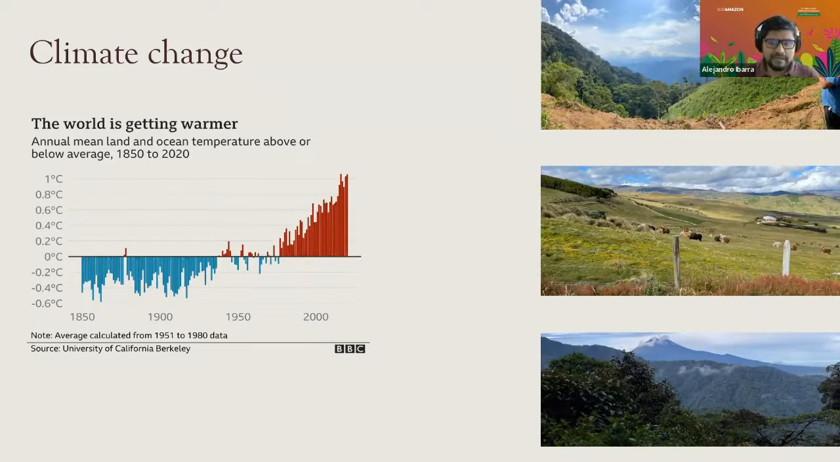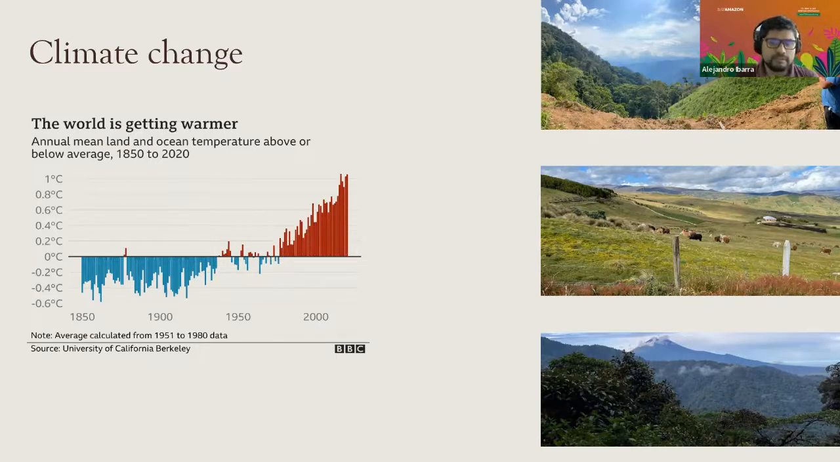Actually, climate is the average weather in a place over many years. So that's happening over many years. What's the weather like in those territories? And climate change is a shift in those average conditions. It is a change that we see after many years of data shows that the change is happening. For example, the annual mean land and ocean temperature above or below average from 1850 to 2020 is very different. You see a stripe in this average calculation of how the world is getting warmer in this graph.